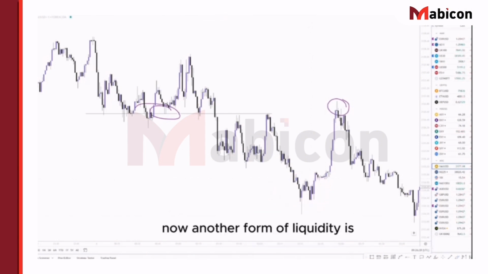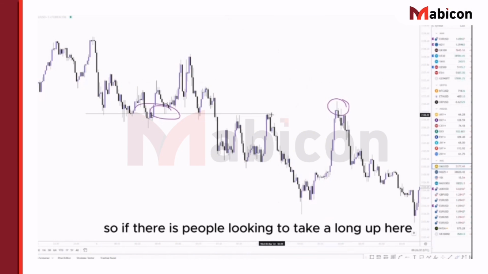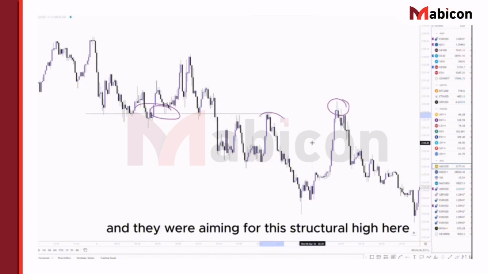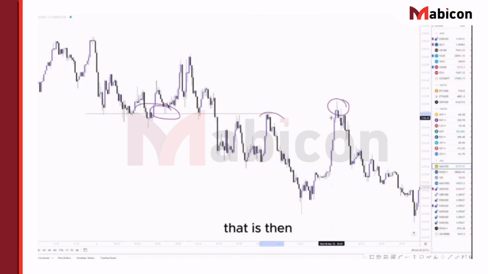Now, another form of liquidity is people taking profits. So if there are people looking to take a long up here and they were aiming for this structural high here, when their take profit is hit, that is them selling their position back to the markets.